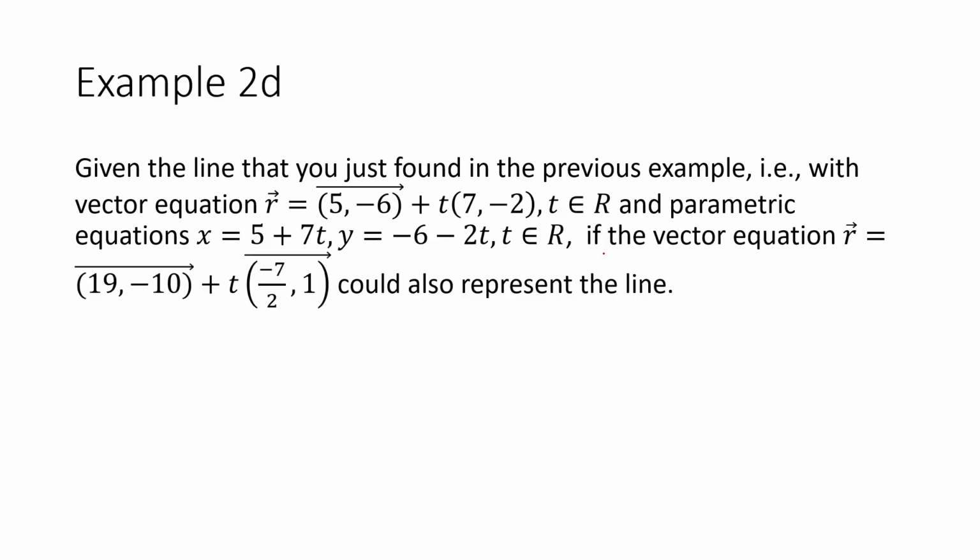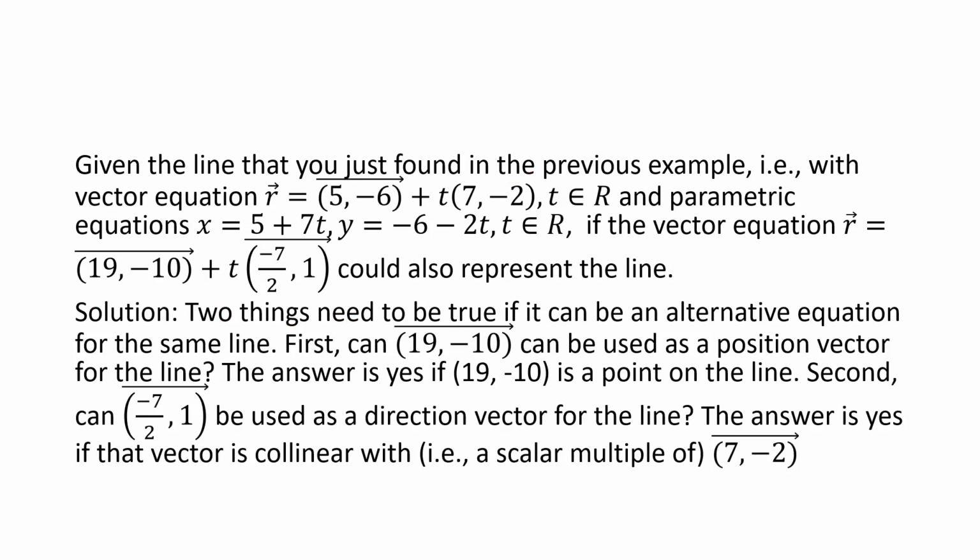Okay, and one more time, given that line we just found in the previous example, r equals 5, negative 6 plus t times 7, negative 2, let's see if this is another way we could express the exact same line. Maybe it is, maybe it isn't. It looks like that equation fell over two different lines, so I'll just circle it here. I seem to have lost my cursor. Oh, there it is. So we're basically looking at this equation right here.